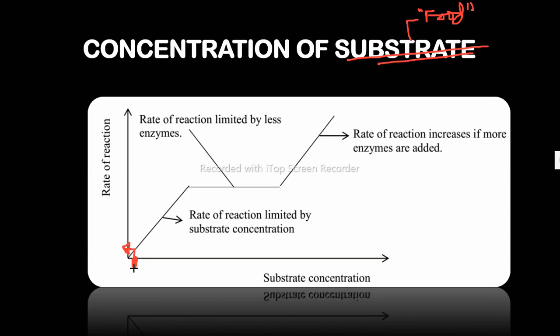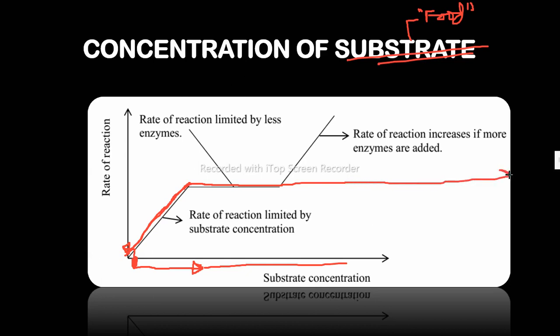But as substrate concentration increases, the rate of enzyme activity also increases rapidly. You can have a look at this graph. But it won't increase forever and ever. It will increase and finally becomes constant with further increase in the substrate concentration.